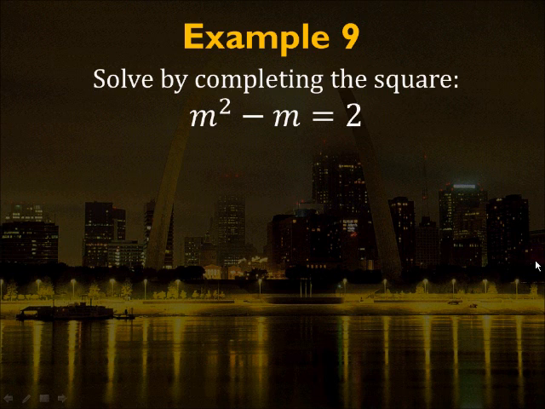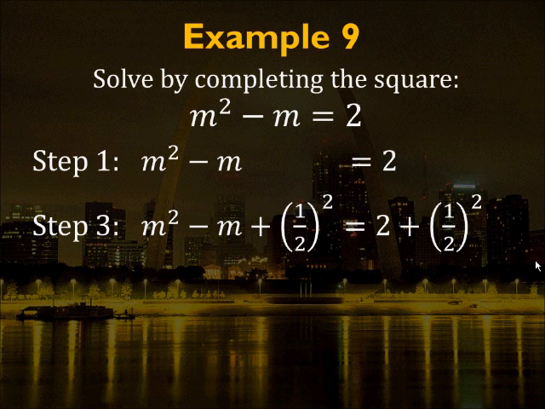Finally, example 9, m squared minus m equals 2. Go ahead and try this one yourself. Remember, you can probably figure out how to factor this, but we're going to practice completing the square, so go ahead and do that. Alright, so you have it already set up for you. Now you add half of b and square it, so negative 1 over 2 squared, so it's basically the same as 1/2 squared. Add that to both sides.